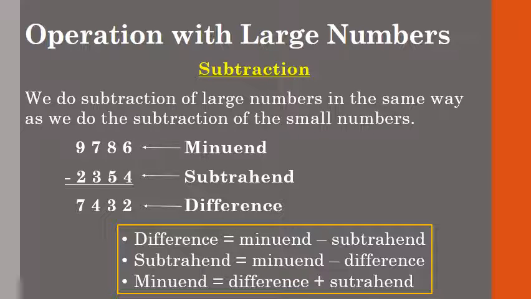Now children, if we need to find out the difference, we subtract the subtrahend from the minuend. And suppose we want to find out the subtrahend when the minuend and the difference are given, then what do we do? We subtract the difference from the minuend and we get the subtrahend. And in the third case, if the subtrahend and difference are both given and we have to find out the minuend, then we add the difference and subtrahend and we get the minuend.